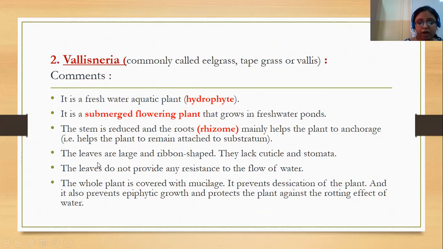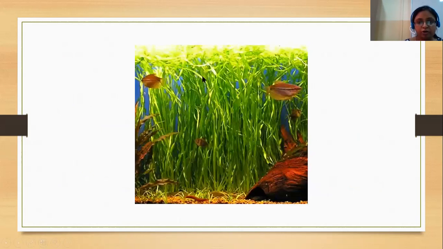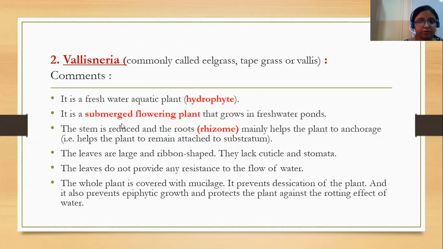Fine. Now, with the help of this rhizome, they remain attached to the substratum, that is the soil in that case. And now the leaves, here you can see the large, long, ribbon-shaped leaves are found that simply flow with the current of the water, and in that state it offers the least resistance to the flow of the water. Fine. So this is an aquatic adaptation that this plant has in it. It's a kind of morphological adaptation in order to survive under the aquatic conditions.